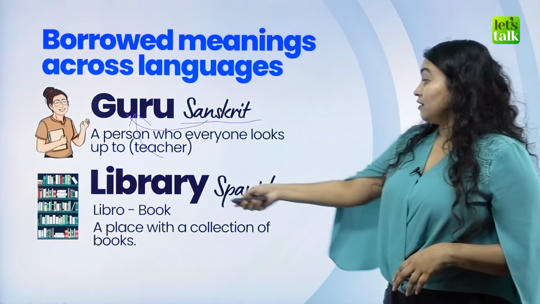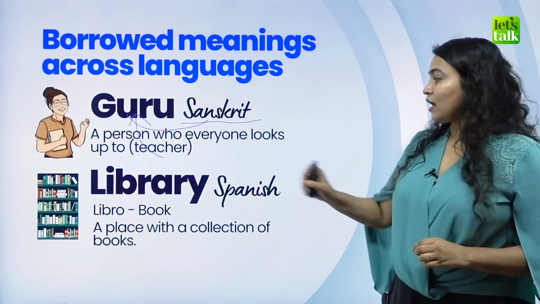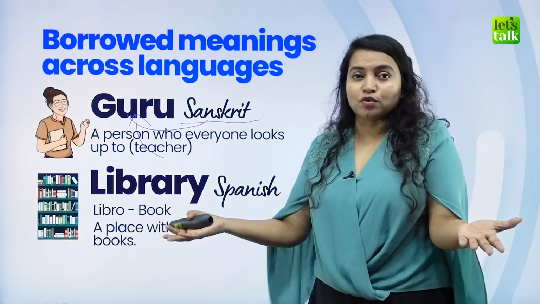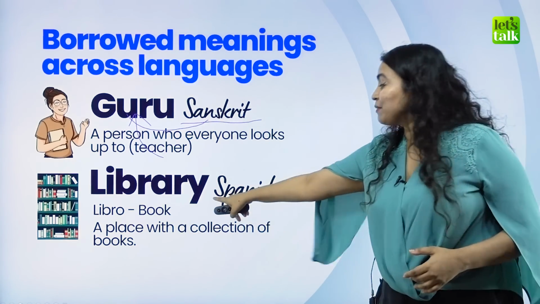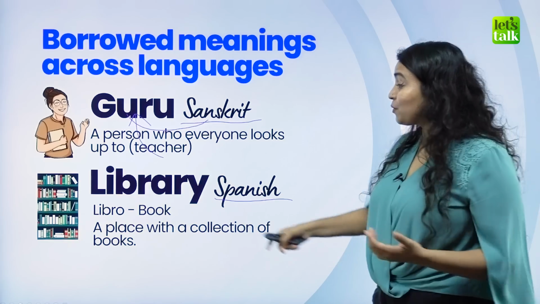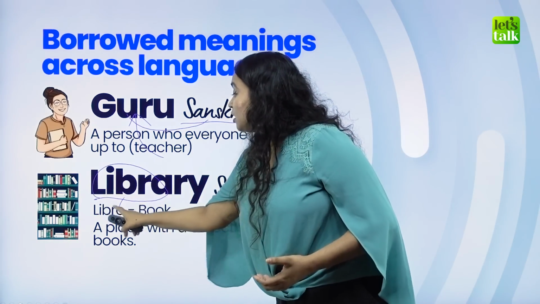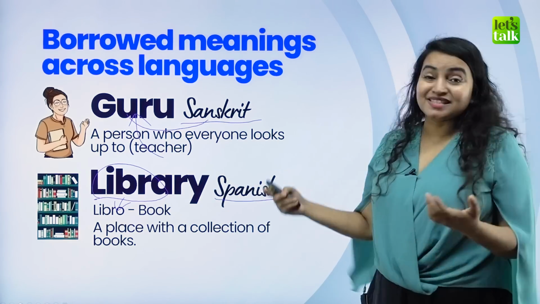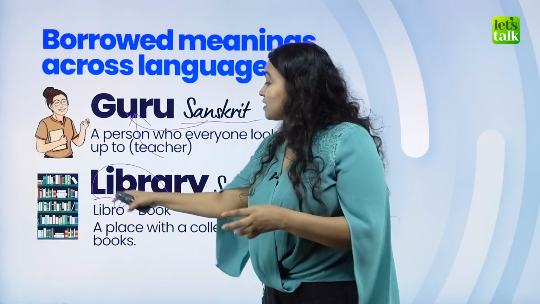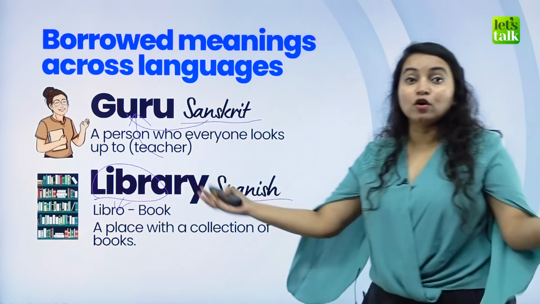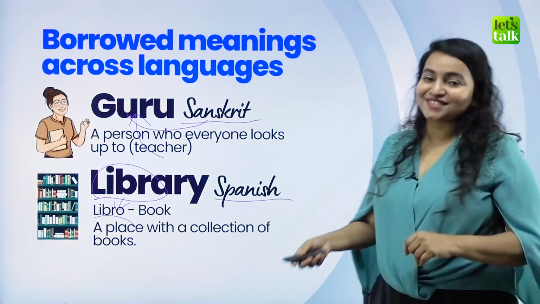But then again, we have another example, library. Okay, now library is an English word, but again, it was borrowed from another language. It was borrowed from Spanish, right? So what does library mean? The word library comes from the word libro, which basically means a book. And library essentially means a collection of books, right? So we go to the library. Why? Because we read libros, we read books, all right?